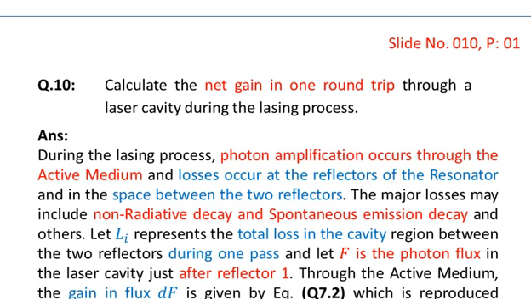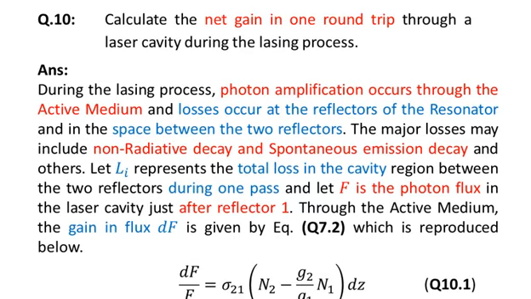The question is, calculate the net gain in one round trip through a laser cavity during the lasing process. The answer is, during the lasing process, photon amplification occurs through the active medium, and losses occur at the reflectors of the resonator and in the space between the two reflectors. The major losses may include non-radiative decay and spontaneous emission decay and others.